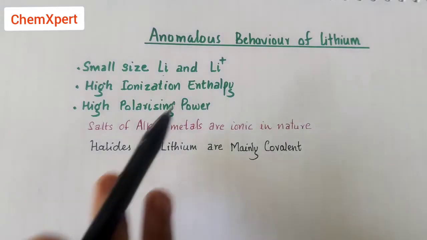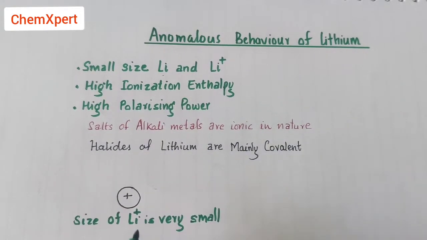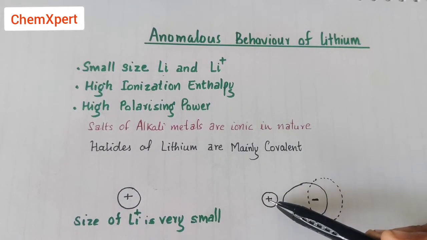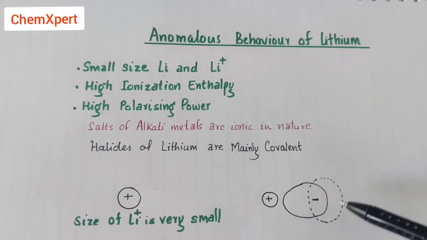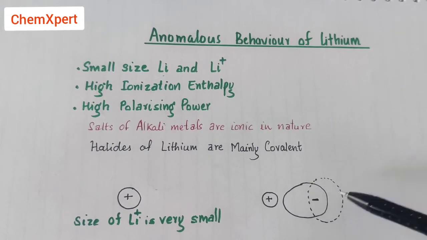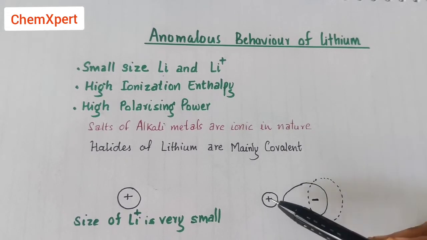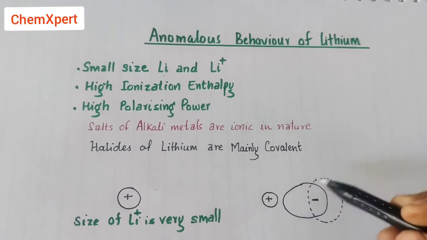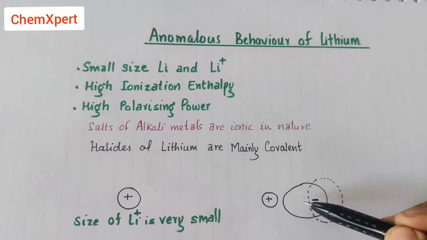Now let's discuss how this happens. The size of lithium is very small, due to which it possesses a high charge. So when it is placed in contact with an anion, because of its high charge, it polarizes the anion. This is the anion which is initially non-polarized, but when this high charge is kept in contact with this anion, it attracts the negative cloud towards itself.